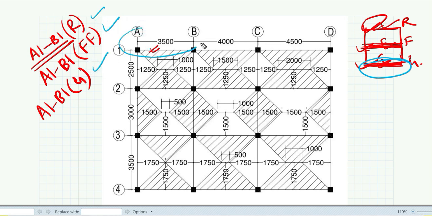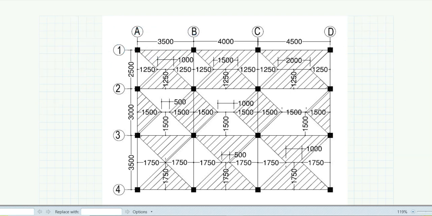So we will consider only this particular beam. Okay. So if you see this particular beam A1 B1, this is A1, this is B1, and only a trapezoid is there. This trapezoid. Right. Let me draw it clearly. So only a trapezoid is there.